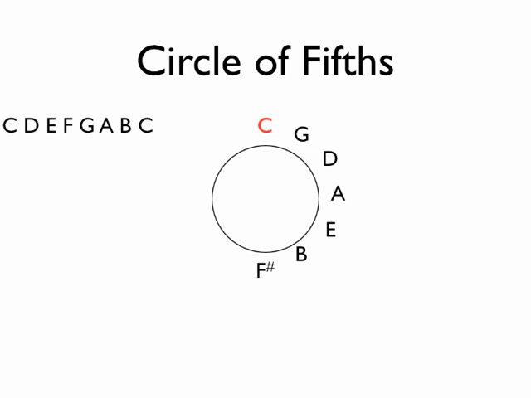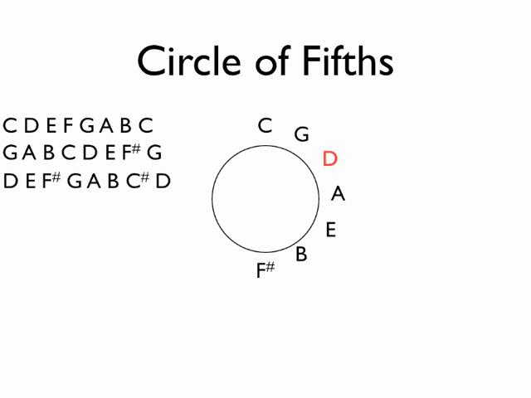Now it's called the circle of fifths because the fifth note of one key is the first note of the next key that shows up on the circle. In this case, the fifth note of C is G, and G major is spelled G, A, B, C, D, E, F sharp, G. And if you looked at the fifth note of G major, you have D, and D major is spelled D, E, F sharp, G, A, B, C sharp, D. The fifth note of D major is A, and A major is spelled A, B, C sharp, D, E, F sharp, G sharp, A.